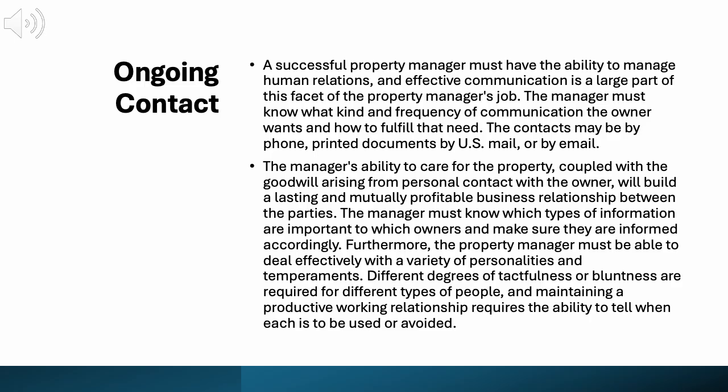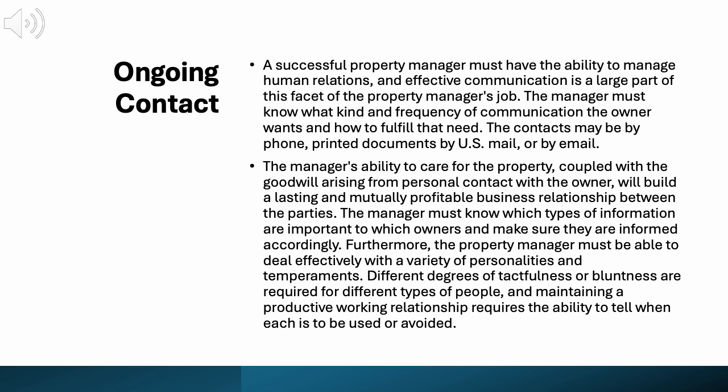Ongoing contact. A successful property manager must have the ability to manage human relations, and effective communication is a large part of this facet of the property manager's job. The manager must know what kind and frequency of communication the owner wants and how to fulfill that need. The contacts may be by phone, printed documents by U.S. mail, or by email. The manager's ability to care for the property, coupled with the goodwill arising from personal contact with the owner, will build a lasting and mutually profitable business relationship between the parties.